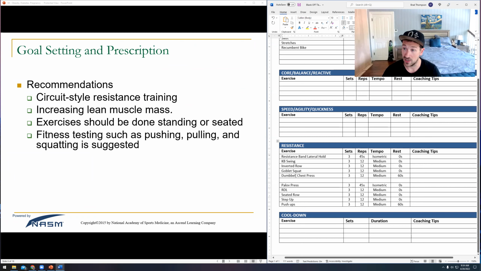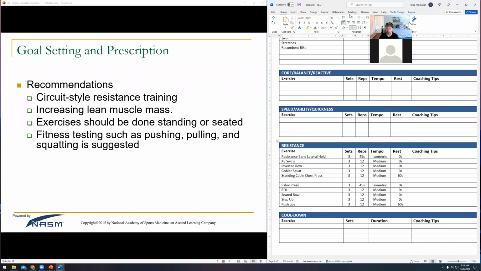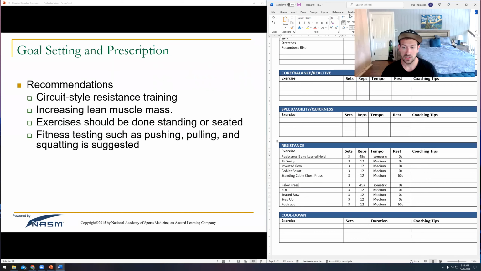Dumbbell chest press is okay. That's laying down on a bench, right? But I could probably keep them standing and burn even more calories because I'm on my feet by doing a standing cable chest press, right? That standing cable chest press, which was our pushing pulling assessment exercise, is going to burn more calories because it's in a standing position. Cool. Let's go down to the next one.